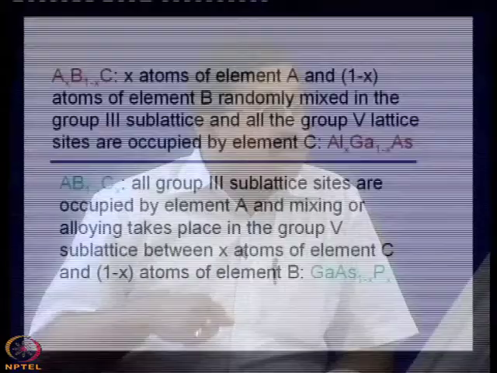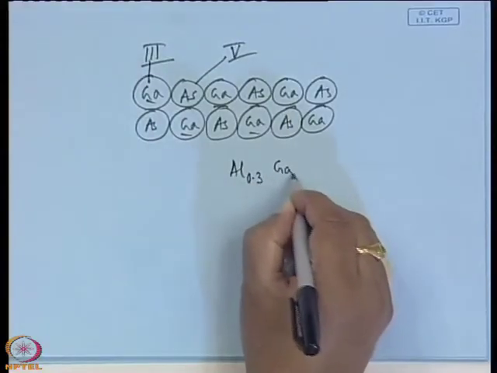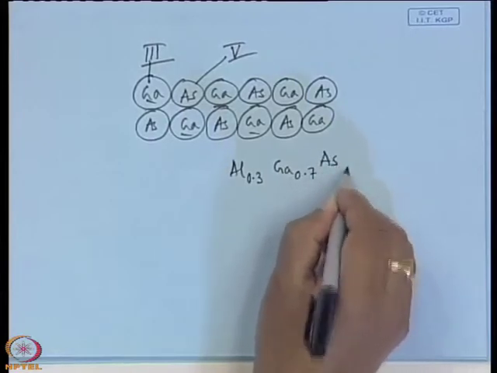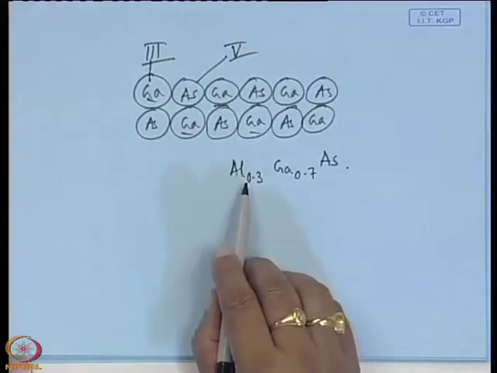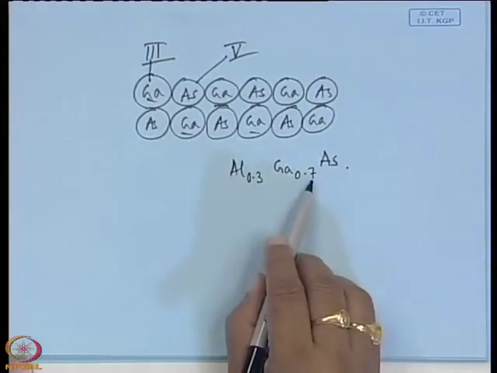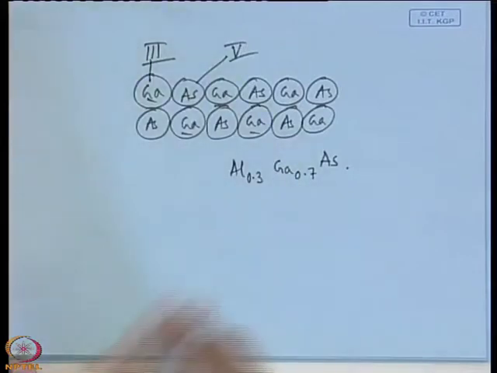Okay. Let us take one example. Aluminium 0.3, gallium 0.7 and arsenic. That means 30% of aluminium atoms and 70% of gallium atoms, then only there will be 100% of the group 3 sublattice occupied. So, that is the concept.